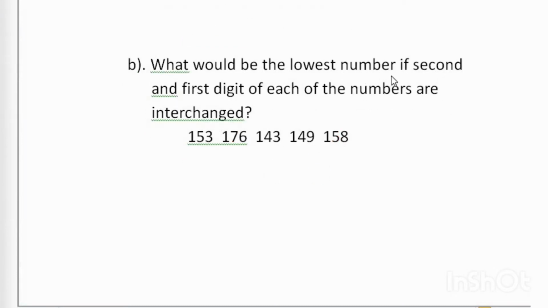Next question, what would be the lowest number if the second and first digit of each of the numbers are interchanged? So 15 becomes 51, 17 becomes 71, 14 becomes 41, 14 becomes 41 and 15 becomes 51. Now the question is, what would be the lowest number if doing so? So which is the lowest number so formed after interchanging the first and second digit of each of the numbers? The lowest number so formed is 413 and the corresponding number is 143. So the lowest number so formed is 143.